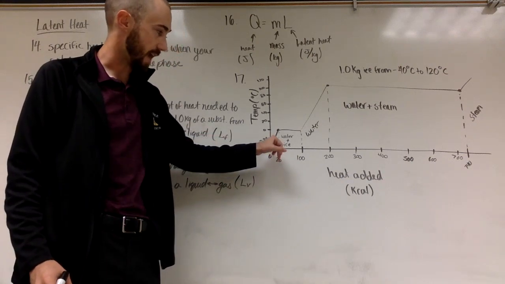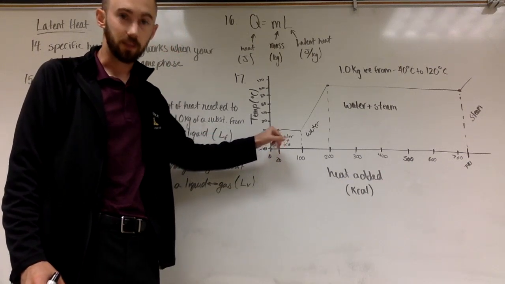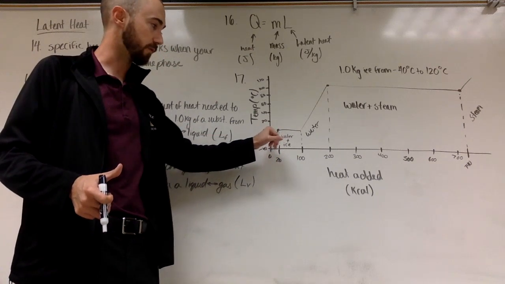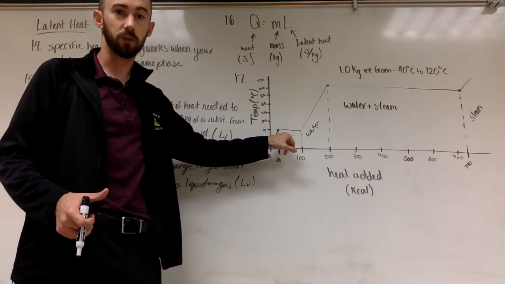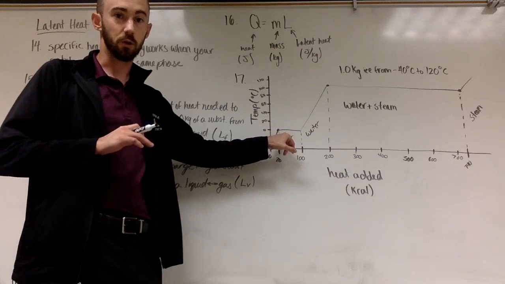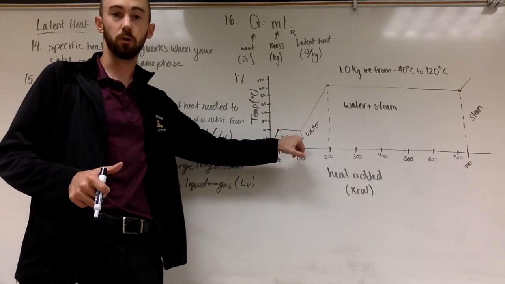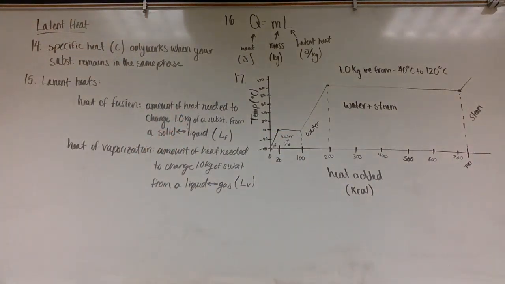Whereas at this point, the energy I add is going into kinetic energy. That's why it's getting a higher temperature. They're moving around faster. But anytime I get here, I have to overcome intermolecular forces. So your velocity does not go up. The energy just goes into breaking those bonds.